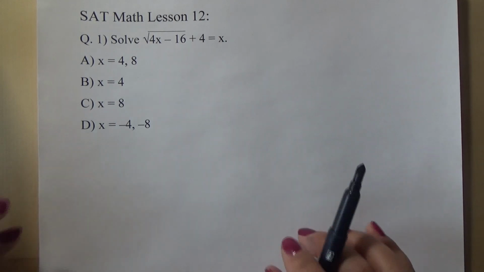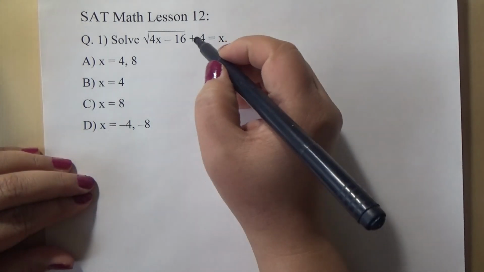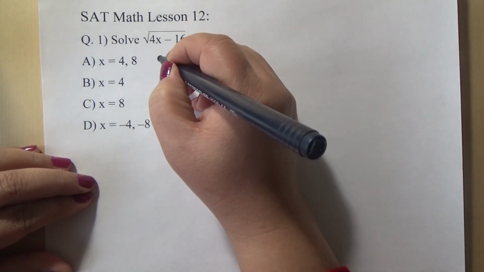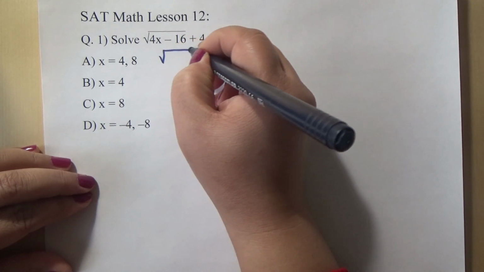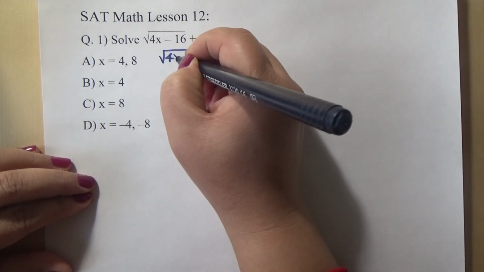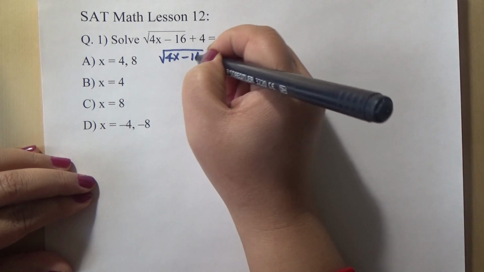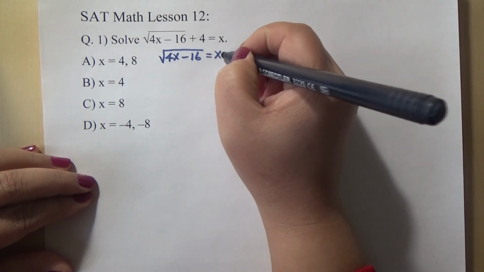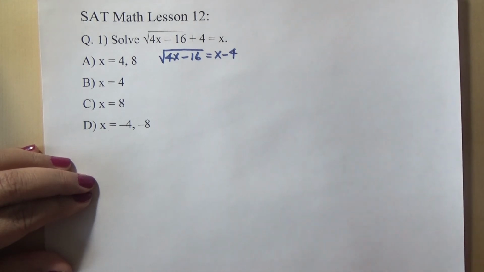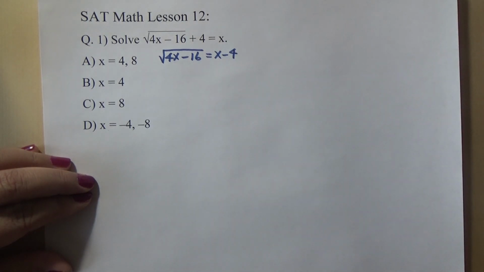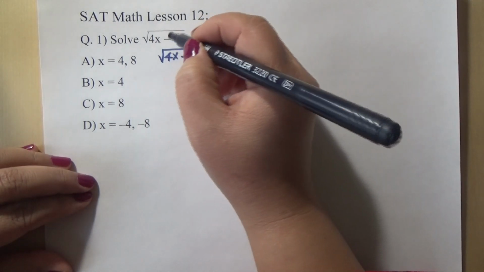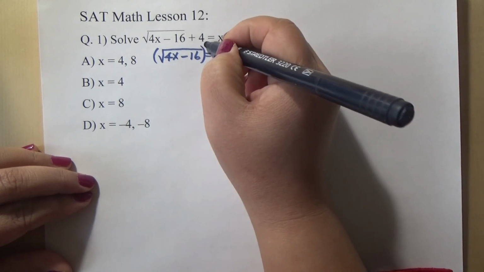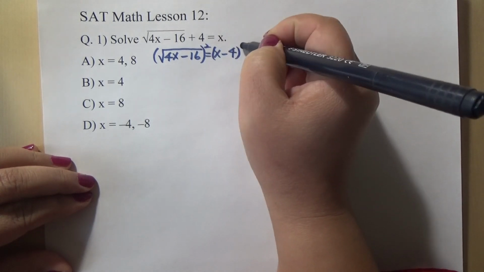So first of all, we have to move this positive 4 to the right side. So I'm going to rewrite entire equation here. Square root of 4x minus 16 is equal to x. Positive 4 will be negative 4. And next, what do we have to do? We have to cancel square root, so that's why we have to square both sides.